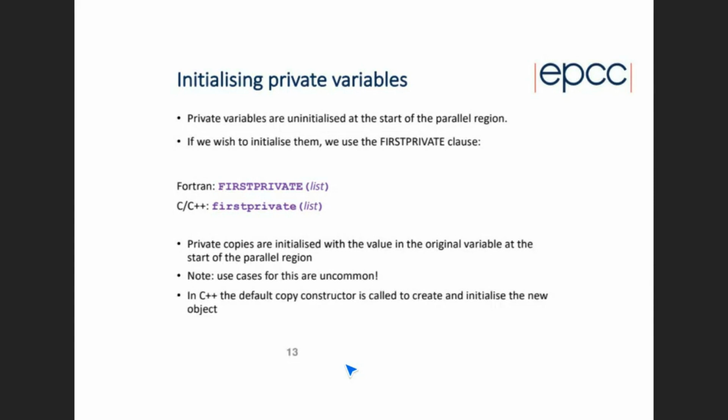So it is a slightly odd thing. Say I want a copy of the original value. I'm going to change it. It's going to get different values on different threads, but then I want to chuck those modifications away at the end of the parallel region. So it's a slightly unusual use case. So if that makes sense.